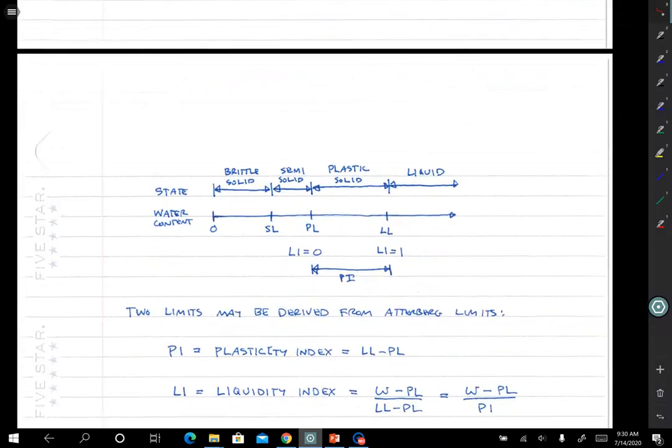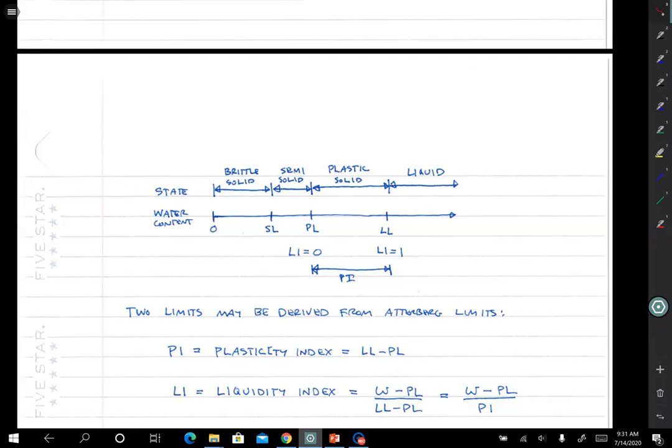So here's a little chart that shows the water content and the soil state. The water content from 0 up to the shrinkage limit, you would call a brittle solid. From the shrinkage limit to the plastic limit is a semi-solid. And then the range of clay water contents that we tend to worry about for geotechnical engineering applications lies somewhere between the plastic limit and the liquid limit, or maybe even higher than the liquid limit sometimes for really soft clays. So a plastic solid is between the plastic limit and the liquid limit, and above the liquid limit the soil is not really a liquid, but it's going to be very soft and weak.